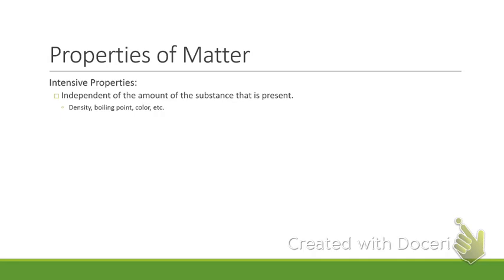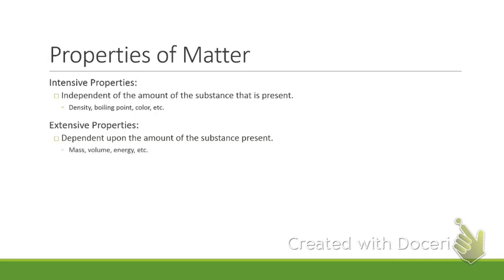So what's an example of an extensive property? An extensive property does depend upon the amount of the substance that's present. An extensive property could be volume or mass. Just think of it: the amount of space that something takes up depends on how much of that substance you have present. The energy of a system is also extensive; if you have more matter there, it's going to be higher in energy.